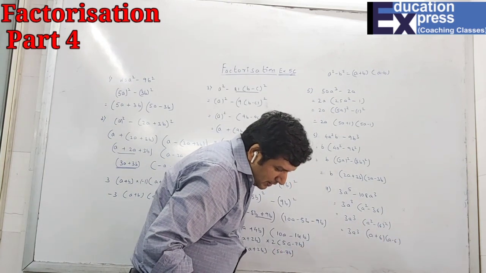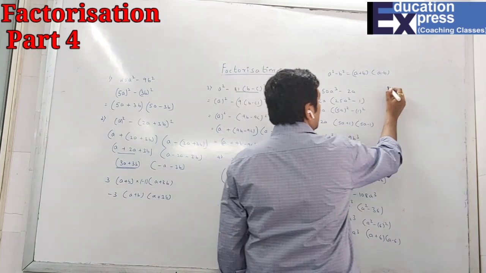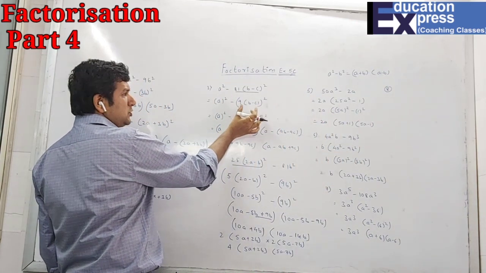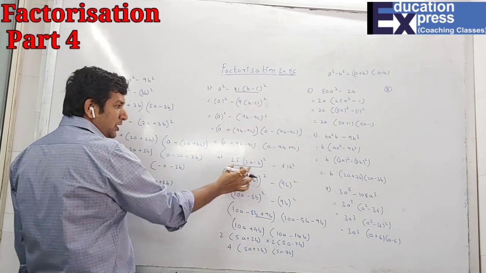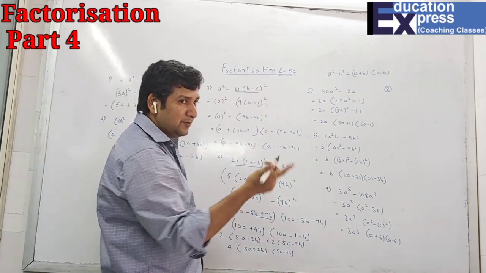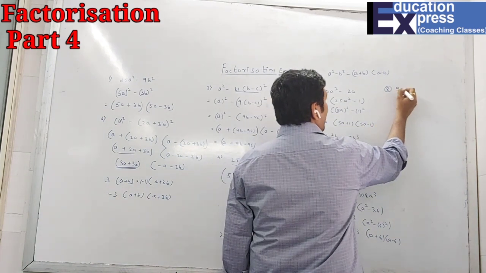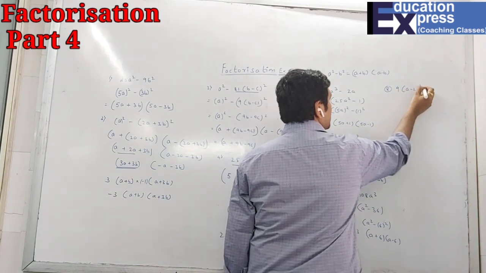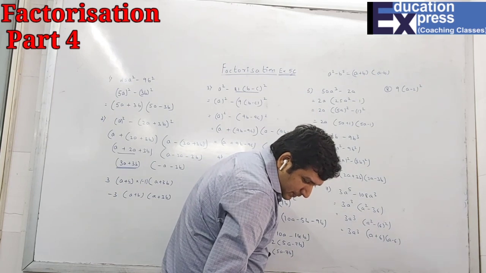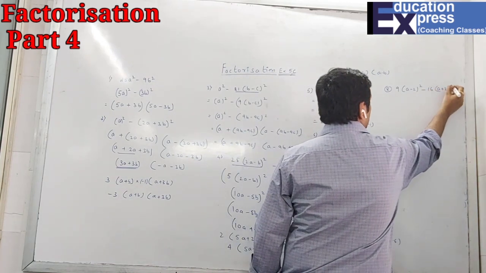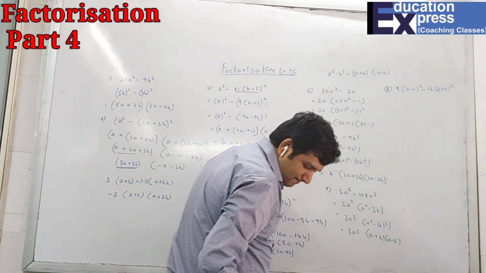Question number 8. Now it's the same thing. We have seen in this, only the one term was binomial. Here the second term was binomial. Here the first term was binomial. Now in the 8th sum, both the terms are binomials. That is 9(a − 2)² minus 16(a + 2)².